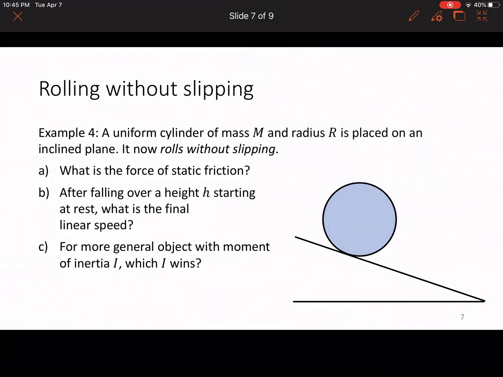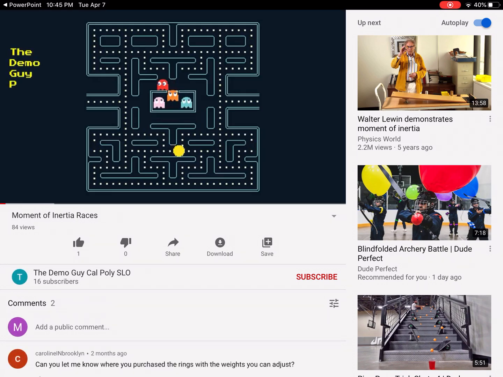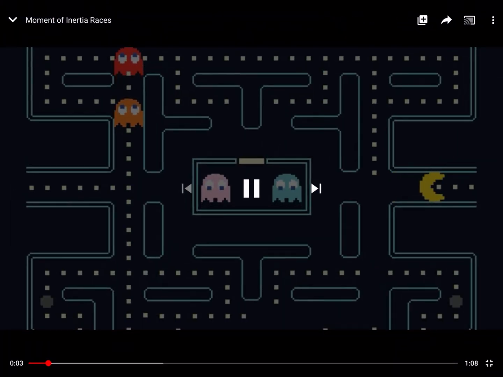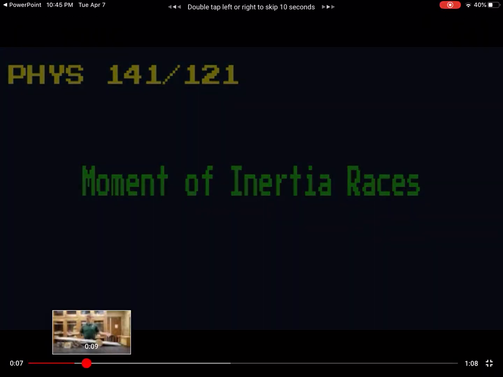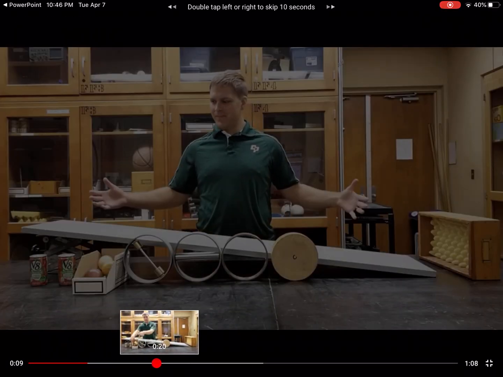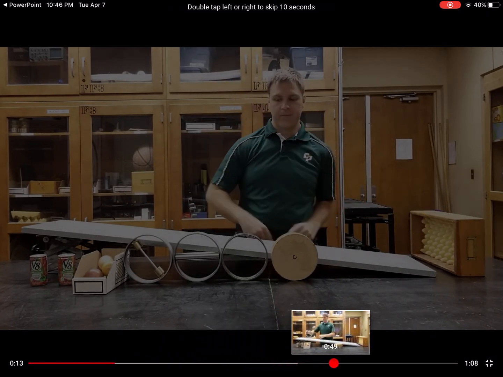Now let's see a quick example of this. We have this nice YouTube video. I really do like this demo that the guy does. Not a big fan of last time, but this is pretty good. So he is going to do a mime style demo. This is what we have to investigate how moment of inertia affects an object's acceleration and velocity as it rolls down a ramp.